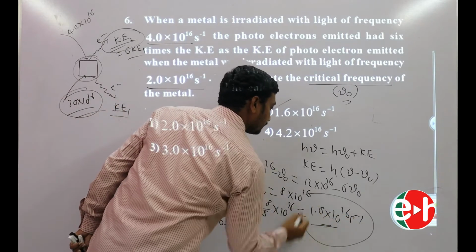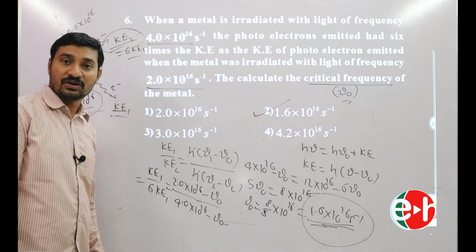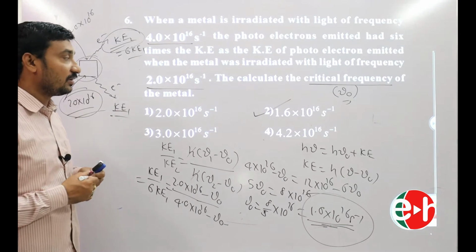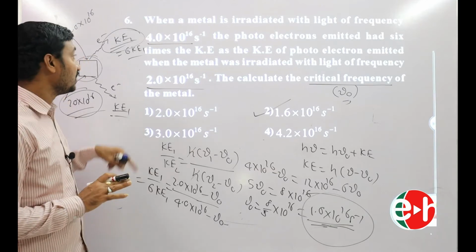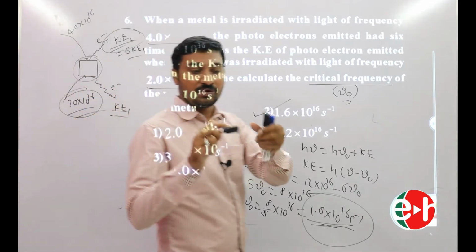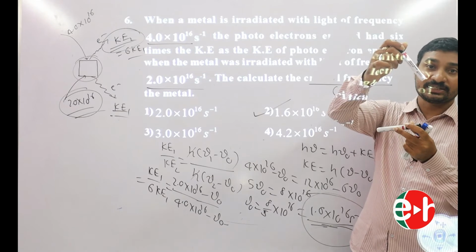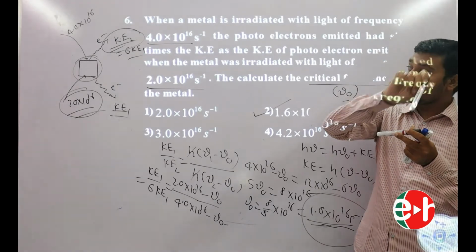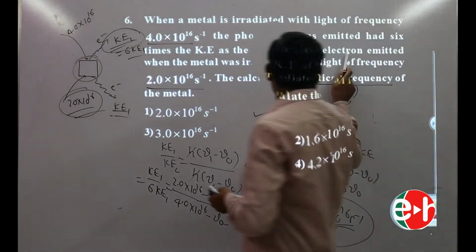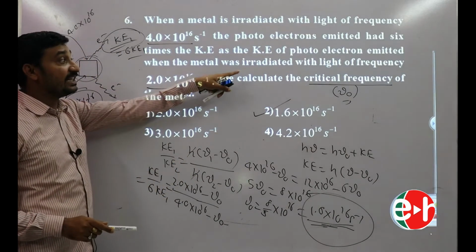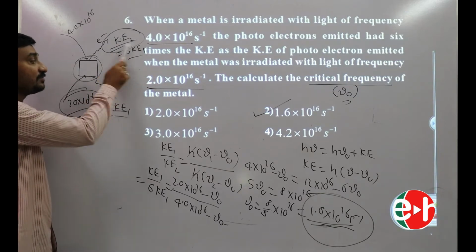So what is our answer? 1.6 × 10^16 second inverse. Understood? First of all, we should read the question completely, and understanding the question is important. First, one metal is there. Now some electromagnetic radiation falls on it, an electron is ejected. Now this electron has some kinetic energy. That kinetic energy is 6 times that of the photoelectron emitted when the metal was irradiated with light of frequency 2.0 × 10^16. Here the kinetic energy is Ke1, and this Ke2 is 6 times this Ke1.